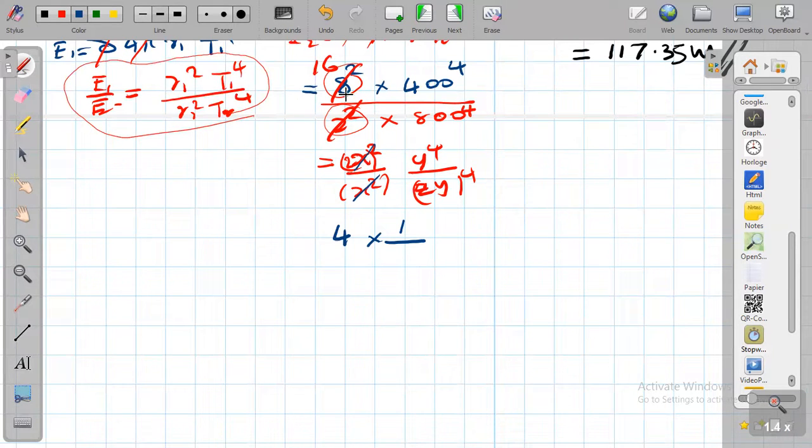Wait. No, 4 to the power... Sorry, 4 to the power 2 means 16. Here it's also going to be 16. 2 to the power 4 is 16. 16 and 16 gone. The ratio is going to be 1.